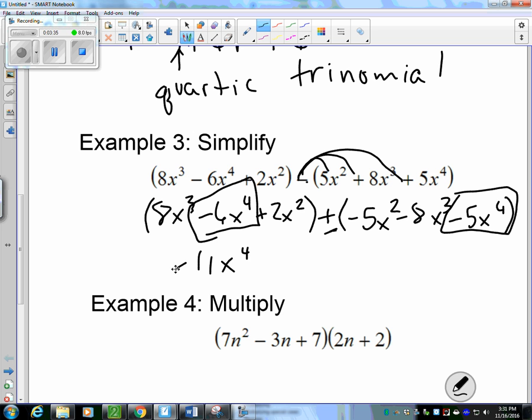And then I have 8x to the 3rd, and I'm adding negative 8x to the 3rd. That's 0x to the 3rd, which is just 0. So those will actually cancel out. Then we have 2x squared plus negative 5x squared, which is a negative 3x squared. So this is it. This is a binomial, and it is to the 4th power, the biggest x degree, so that's also a quartic.